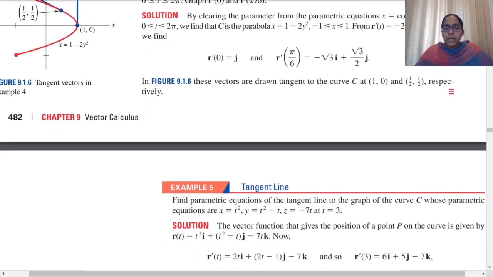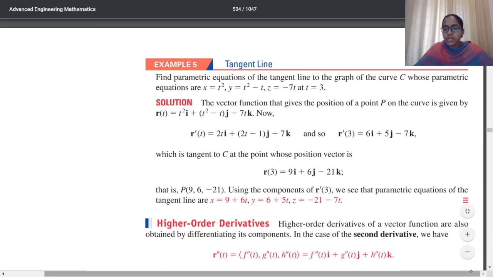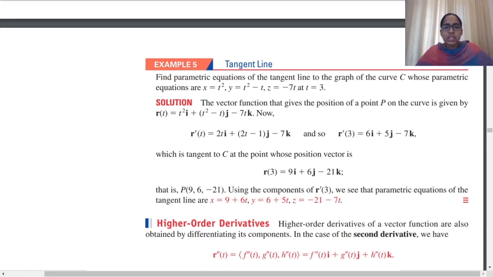Next example is to find the parametric equation of the tangent line. That is, we are given a vector function. The vector function is r of t is equal to t squared i plus (t squared minus t) j minus 7t k. Now to find the tangent line, we have to first differentiate this vector function. Now what will be the derivative of this vector function?